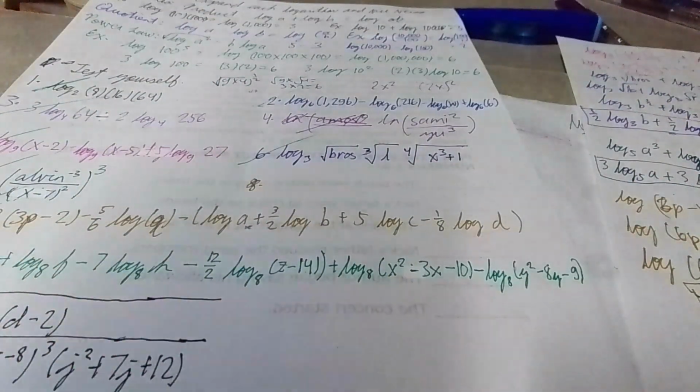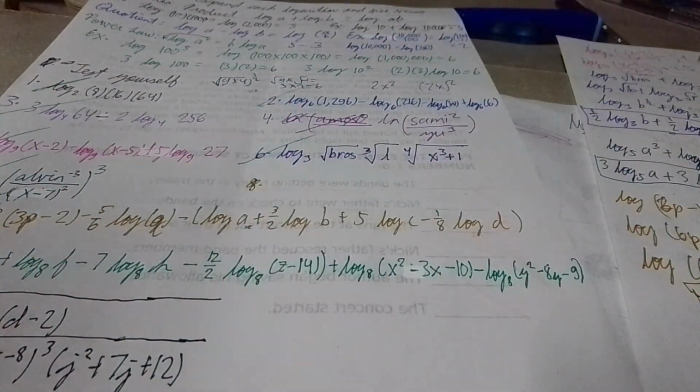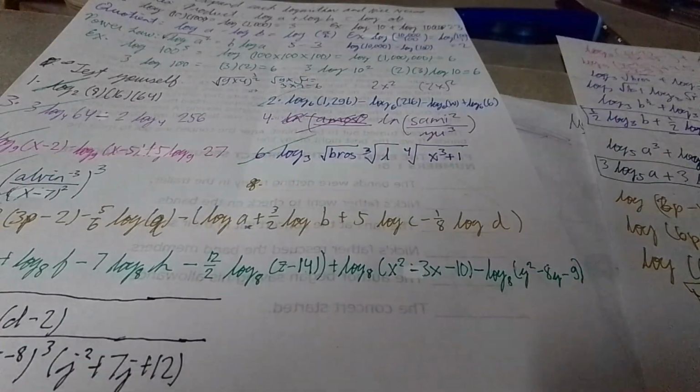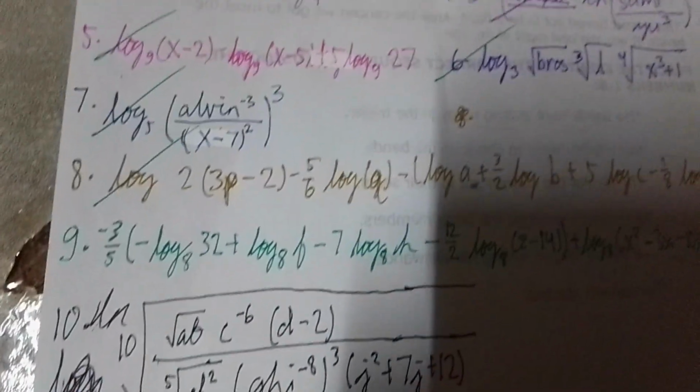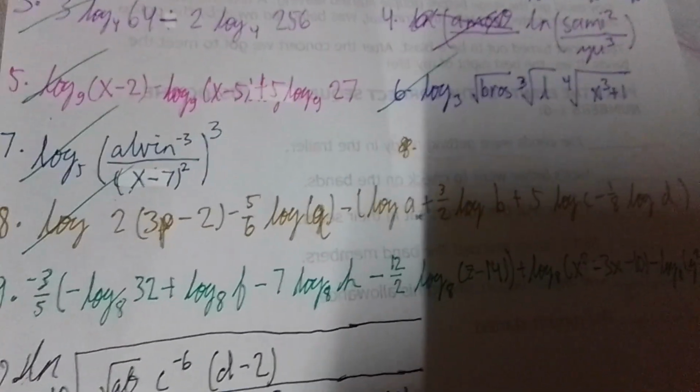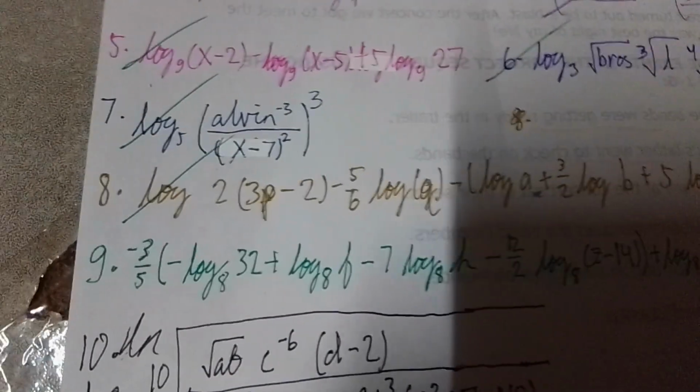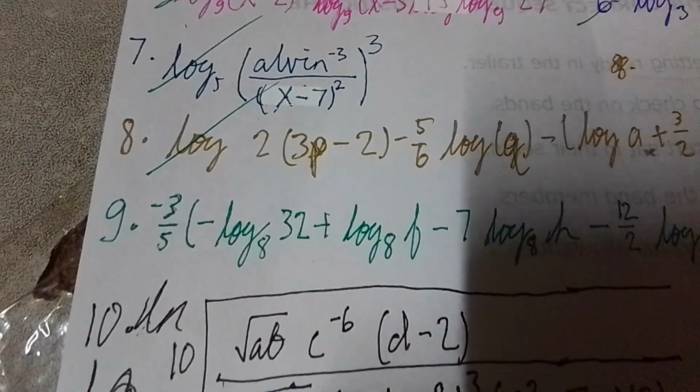But can we solve it? Can we simplify the logarithm? Sure we can. First, our goal is, remember what we do? We need to write it as one single logarithm. So, to make things easier, what we will do is distribute the exponent. So, we need to distribute the negative 3/5.